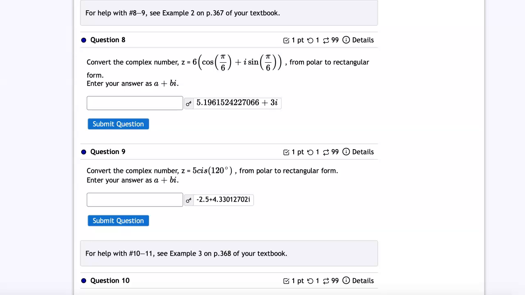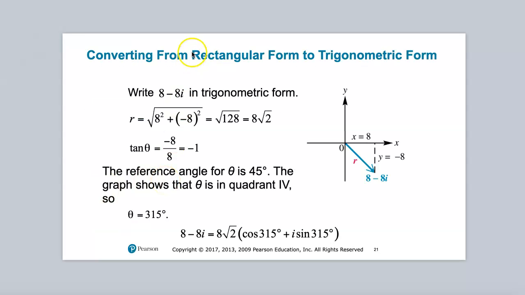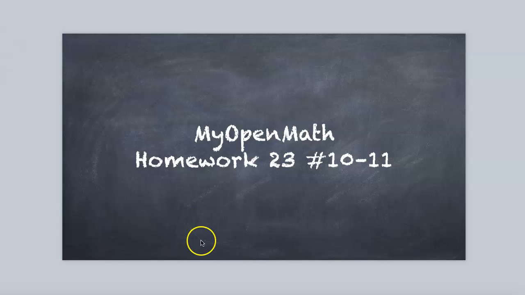Okay, so next we get to look at converting from rectangular form back to trigonometric form. So this way is a little harder. What you have to do is you have to draw your value as a vector. And then once you draw it as a vector, you need to figure out what the r value is, and that would be the length of the hypotenuse of this right triangle. And then you need to figure out what the theta value is, and the theta value here is 315 degrees. So once you're familiar with the basics of trigonometry, this is really not that hard of a conversion. So let us look then at questions 10 and 11 from My Open Math.